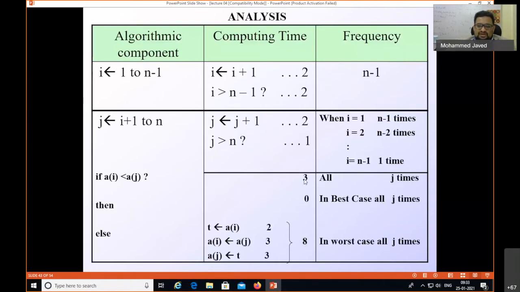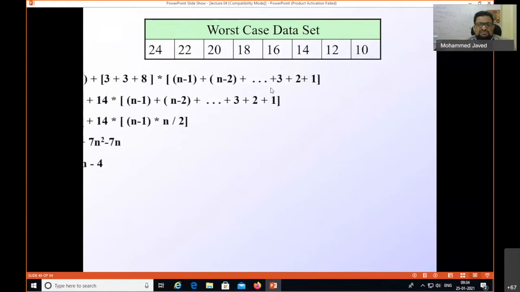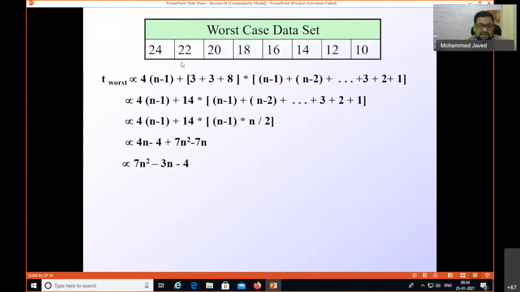So it will be 3 plus 3 plus 8 multiplied by n minus 1 plus n minus 2 plus dot dot dot, right? So we'll see the worst case time complexity. The elements are in the decreasing sequence, right? So here 4 into n minus 1 plus 3 plus 3 plus 8 multiplied by n minus 1 and so on. The 8 is for swapping the elements, so swapping will take place in all the cases.